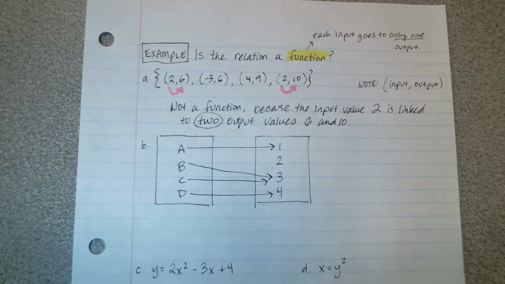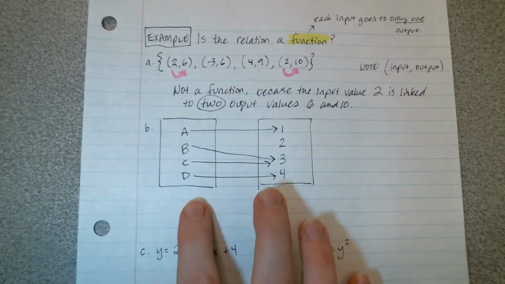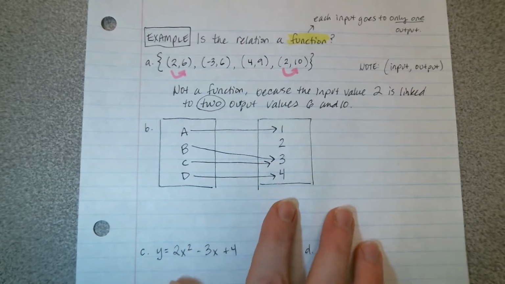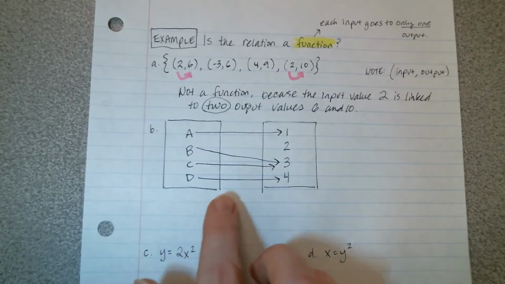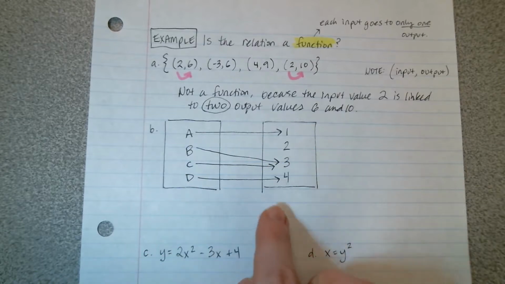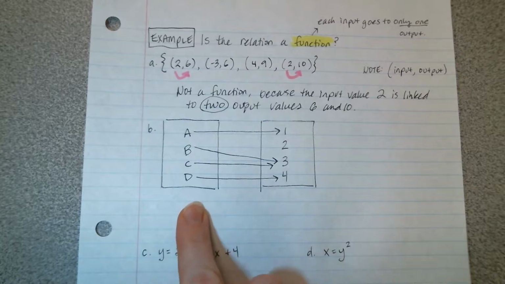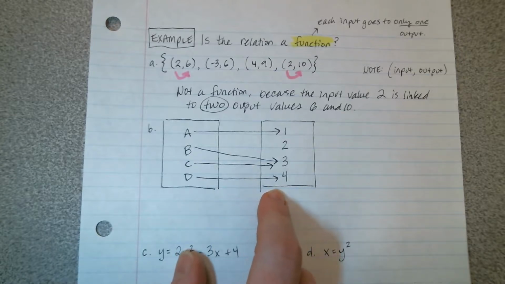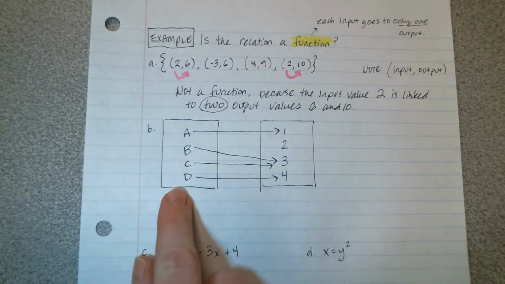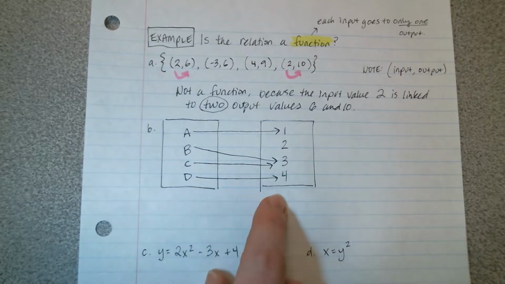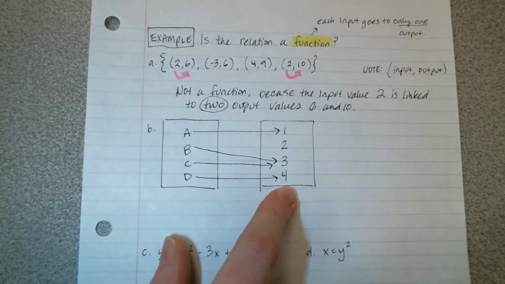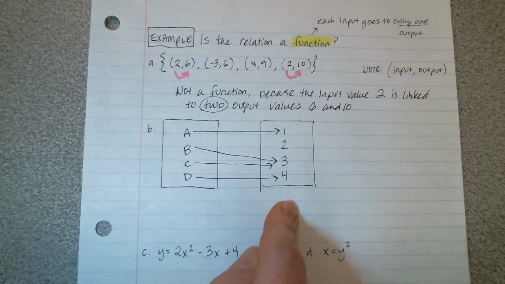So I can also represent a relation using a mapping, like here in part B. So I have a set in this box and I have a set in this box, and the way I'm demonstrating the relationship between input and output is with these arrows. And I know that this set is representing inputs because the arrows are pointing away, and these are outputs because it's telling me where the inputs go.